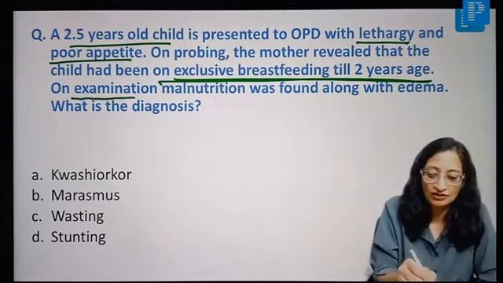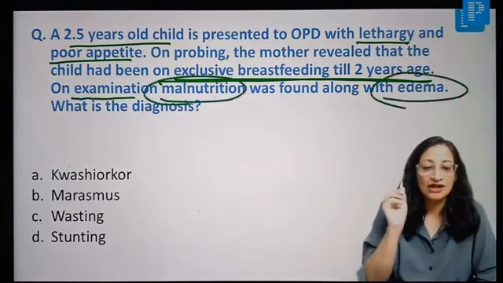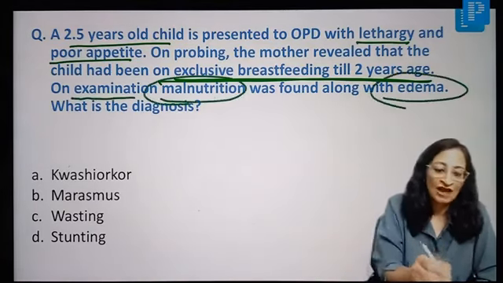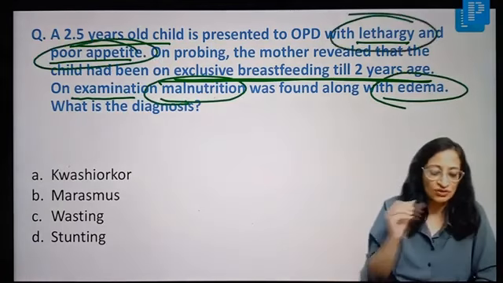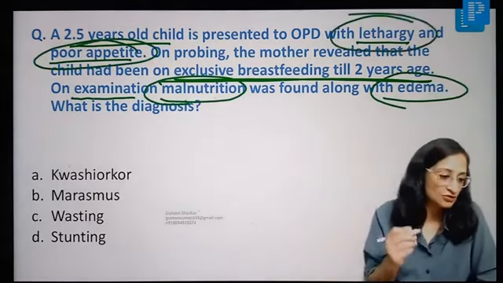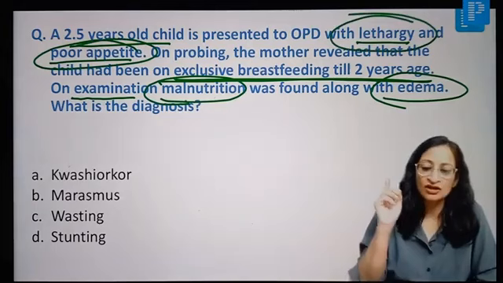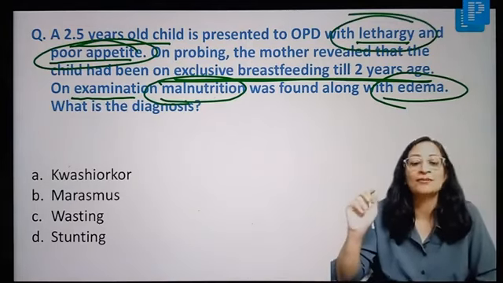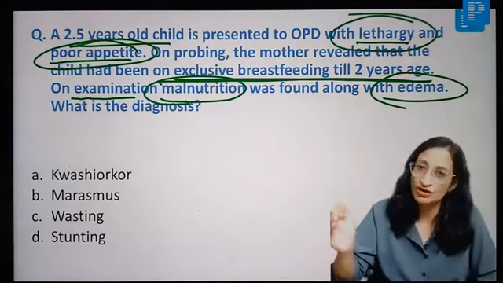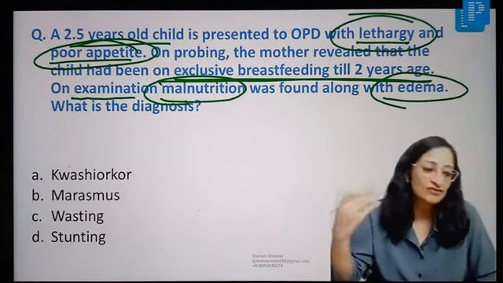On examination, what do you get? Malnutrition was found along with edema. If you are getting malnutrition with edema and poor appetite and lethargy, what is your diagnosis? Is it kwashiorkor, marasmus, wasting or stunting? So exclusive breastfeeding should normally be done up to 6 months of age. Beyond that, breast milk alone is not sufficient. You can continue breastfeeding, but complementary feeding should be started.